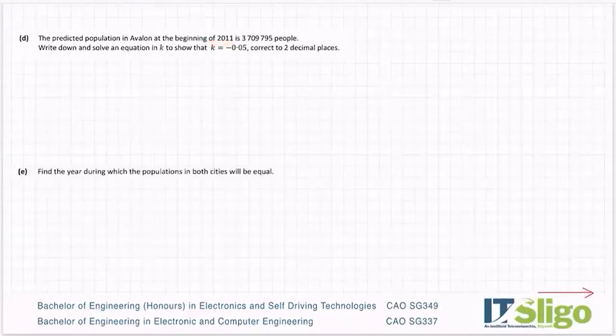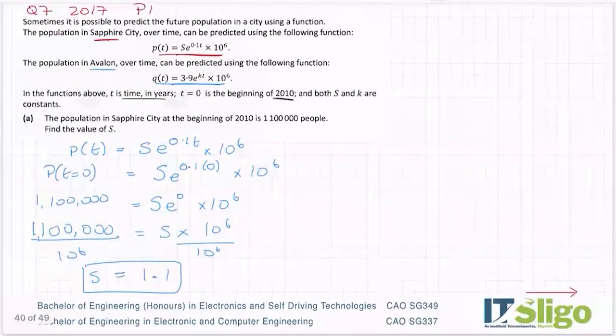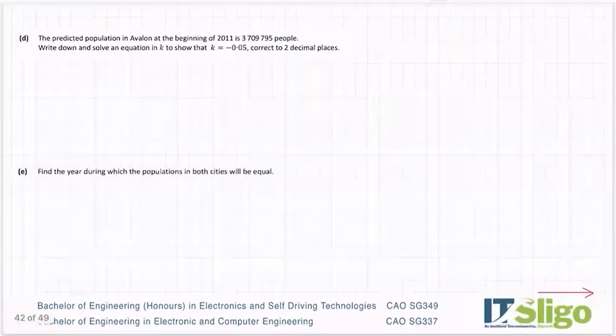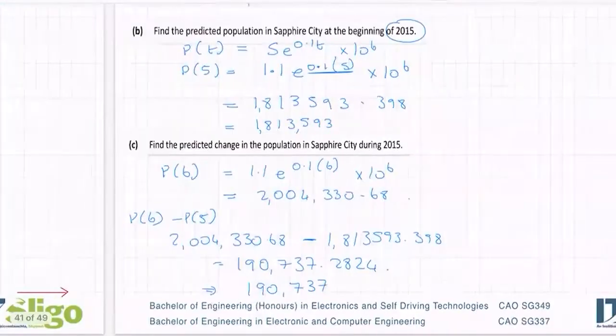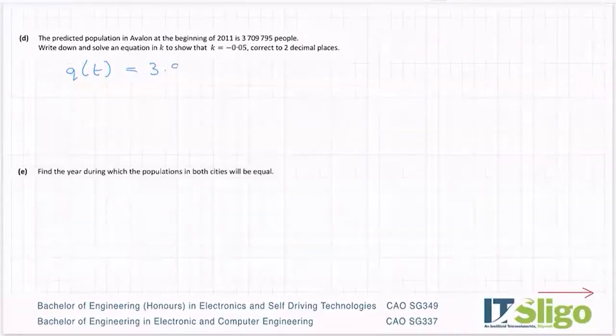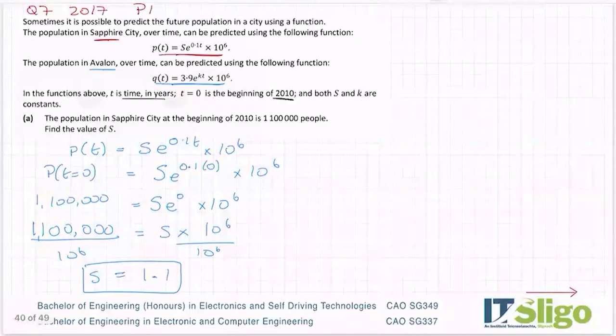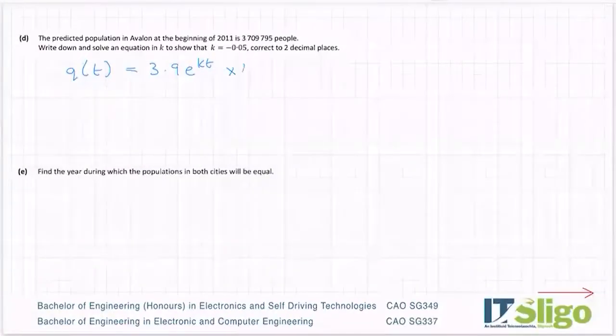Let's move on. The predicted population in Avalon, so we've changed city now, at the beginning of 2011, is 3,709,795 people. Write down and solve an equation in K to show that K is minus 0.05, correct to 2 decimal places. Okay, I don't know what K is right now, but let me go back for Avalon. So Q of t equals 3.9 e to the kt. Well, there's my K. 3.9 e to the kt. I presume it's by 10 to the 6, is it? By 10 to the 6. Okay, so now there's my K.